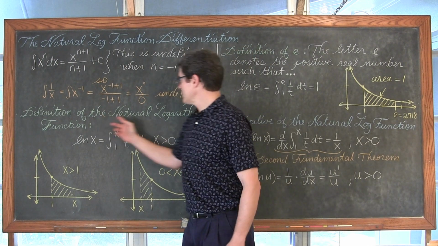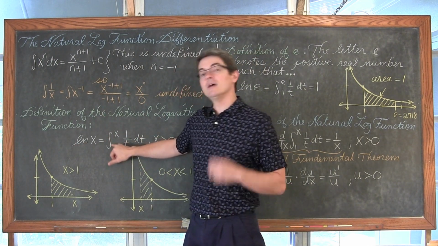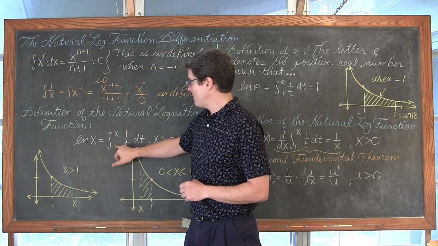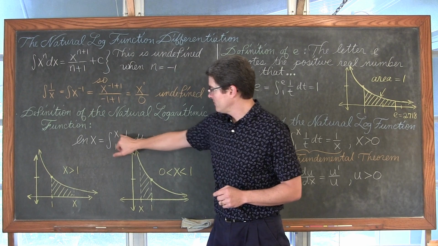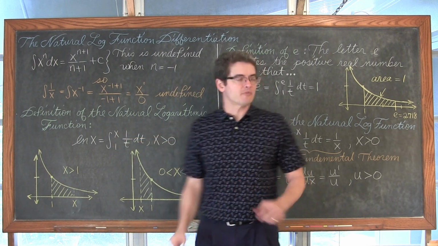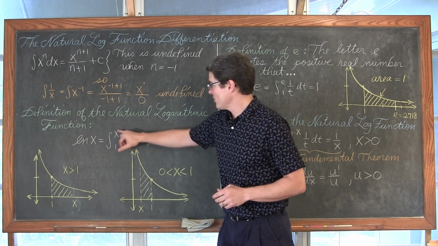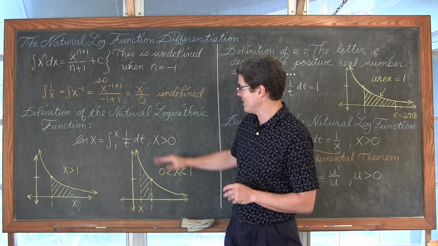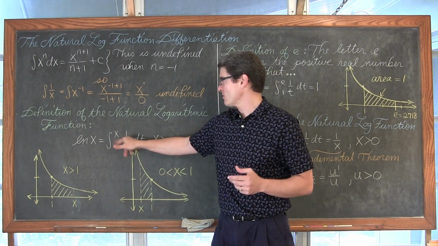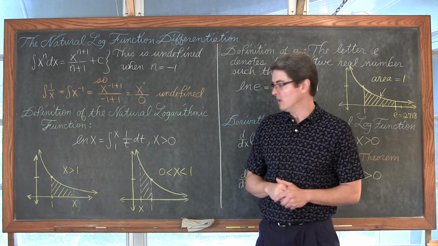So our definition of the natural log function is the natural log of x is equal to the definite integral from 1 to x of 1 over t dt. Now, again, I said the second fundamental theorem of calculus is coming up, and so we're going to see how this variable changes, unless you remember, of course, from the second fundamental theorem of calculus. But anyway, definite integral from 1 to x of 1 over t dt, where x is greater than 0.